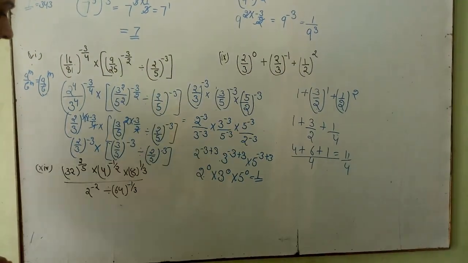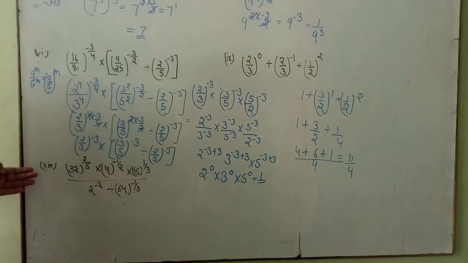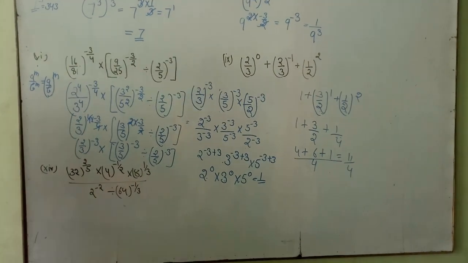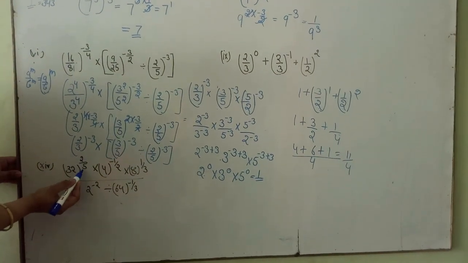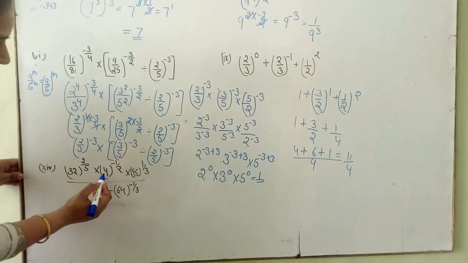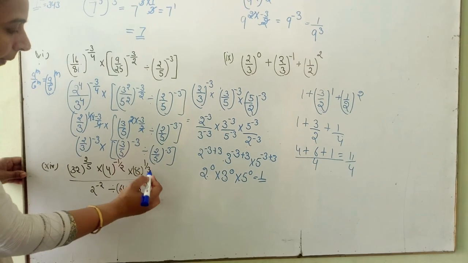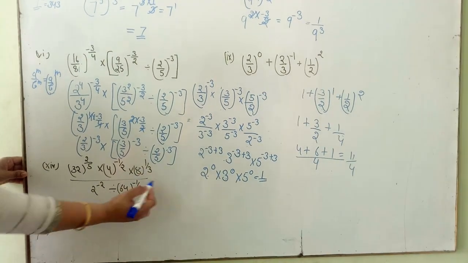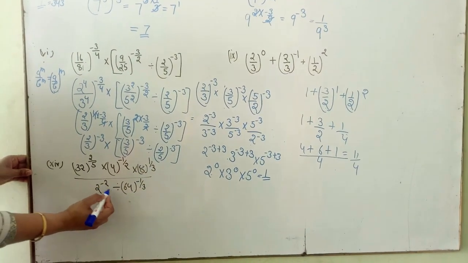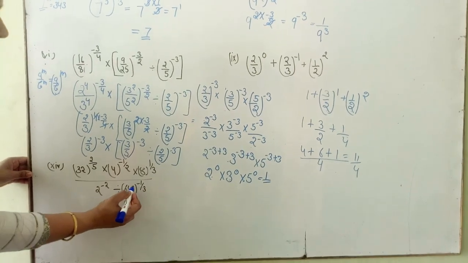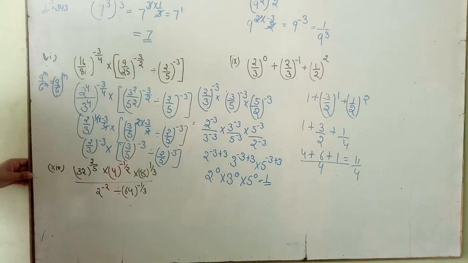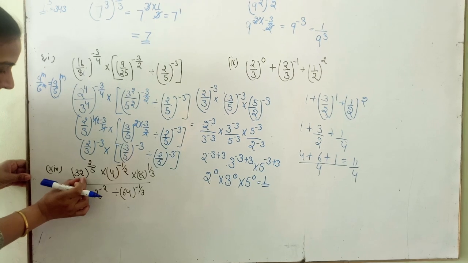This is the value of this question. Clear? Again, next part number 40. 32 raised to the power 2 by 5, multiplied by 4 raised to the power minus 1 by 2, multiplied by 8 raised to the power 1 by 3, divided by 2 raised to the power minus 2, divided by 64 raised to the power minus 1. Clear? First we can write 32.